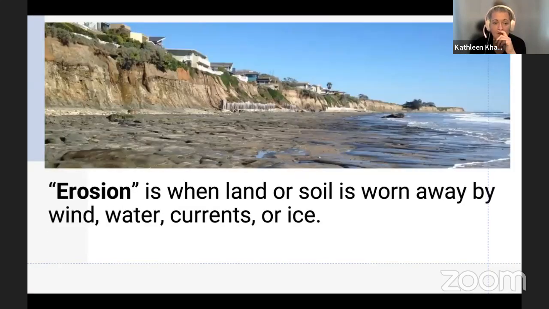Reliction. Okay. Erosion. I think all of us have looked at the coastline and been like, it's so beautiful. But if we actually think about it, that is a very destructive visual. And the reason for that is erosion is when land or soil is worn away by wind, water, current, or ice.